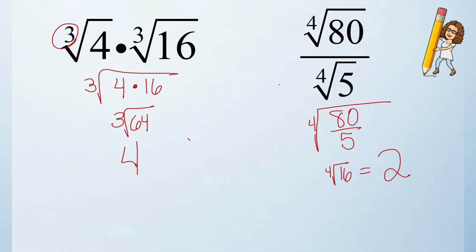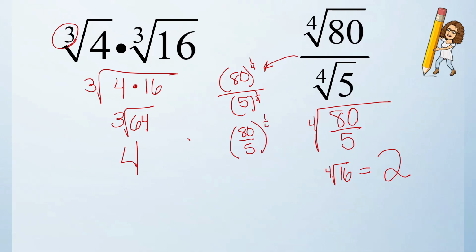And the reason for that is because technically that is 80 to the 1/4 power, right? Over 5 to the 1/4 power, which if I undid that fraction property or that exponent property, it would look something like this, which is right there. Okay, so that's why I'm allowed to accomplish that task.